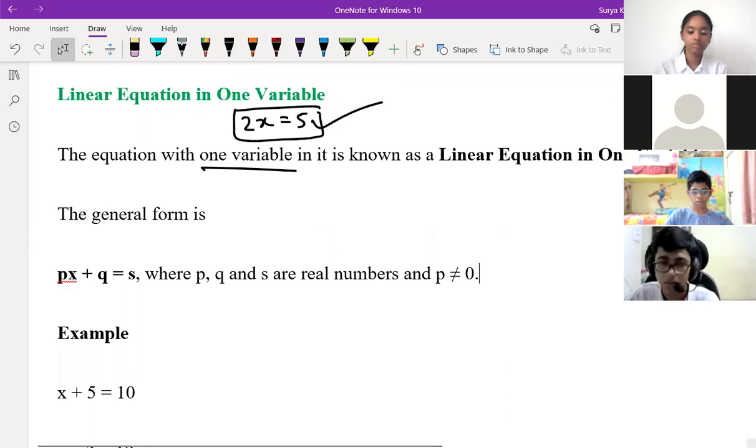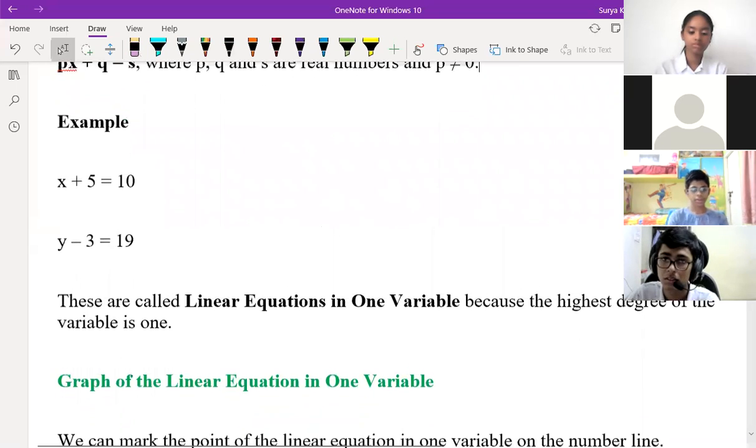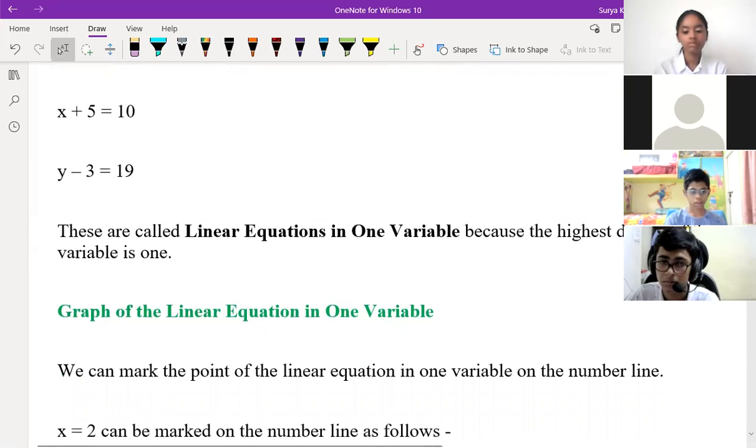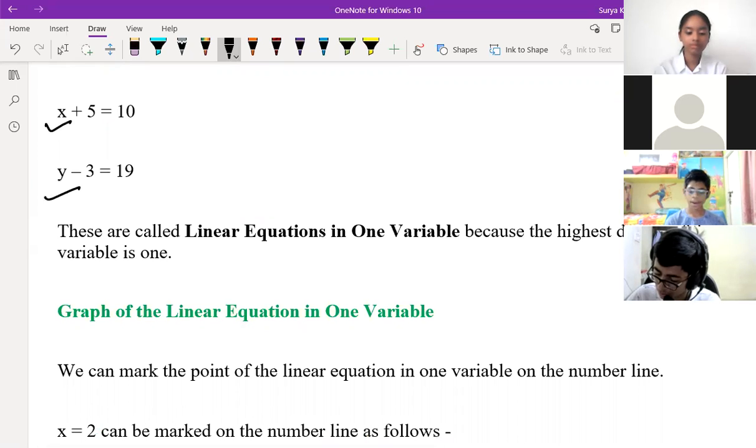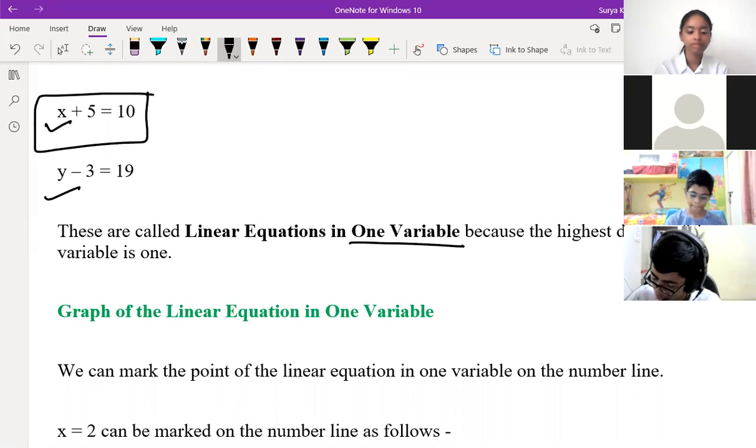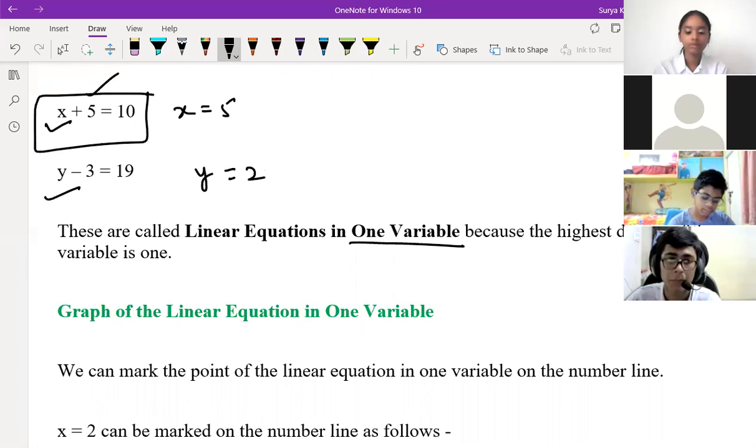The next example is given over here. x plus 5 is equal to 10. y minus 3 is equal to 9. So these are examples of linear equation in one variable. In each line you can see only one variable is there. So to find the value of x, you can easily write x is equal to 5. Here y is equal to 12, you can write.